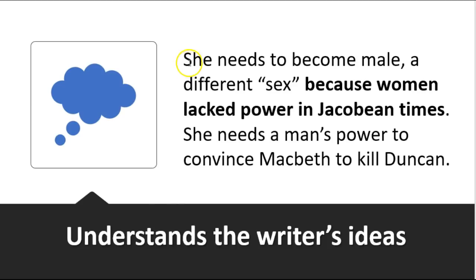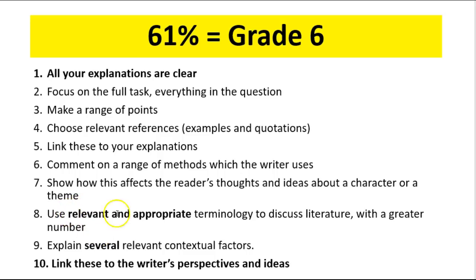The next paragraph says, she needs to become male, a different sex, because women lacked power in Jacobean times. She needs a man's power to convince Macbeth to kill Duncan. So here, she's showing us how she understands the writer's ideas. And this is Shakespeare's idea about the role of women, and the way she does this is by using the correct terminology to describe the time of King James, which was called Jacobean.